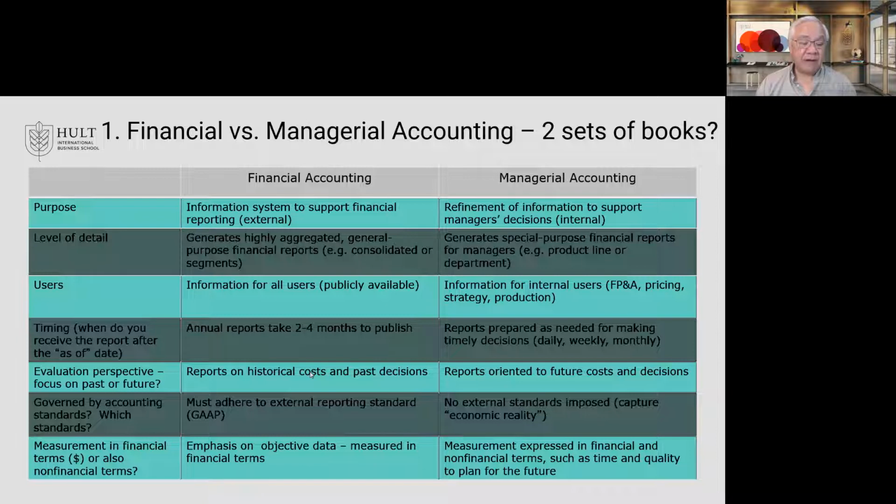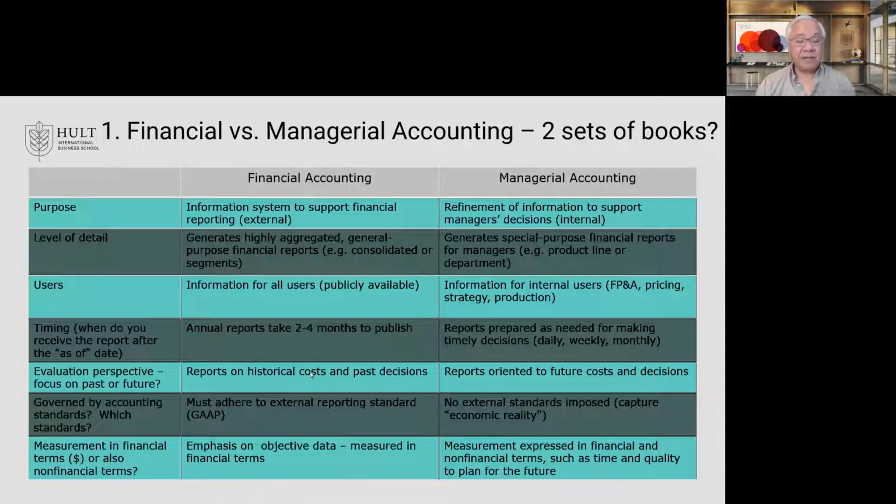And as far as evaluation, what is the perspective? Well, for financial reporting, we're looking at the past, looking at what just happened, actual decisions and results. For managerial, we look at the past, but we're also using it to somehow get insights into the future because we're looking to make plans, do analysis and planning for new initiatives or new projects. So that's why the timing is slightly different, because the perspective of the user is different.